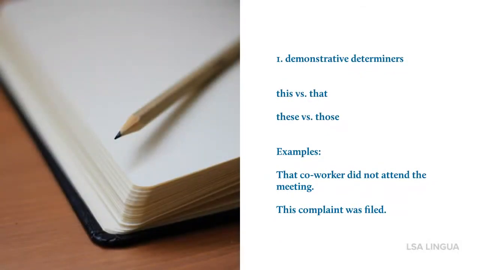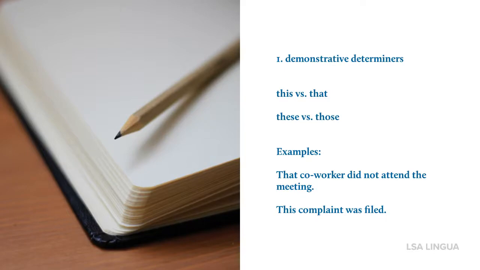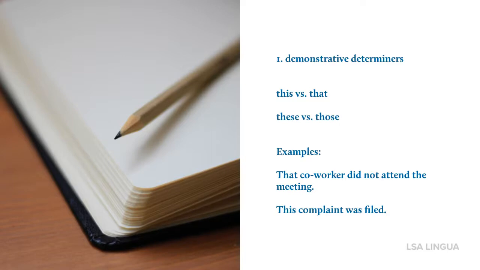Demonstrative determiners. These determiners create a distance between the speaker and the person or thing that he or she is referring to. This is singular and these are plural, and they're both used to describe things that are nearby. That and those are used to describe things that are further away. For example, that coworker did not attend the meeting, or this complaint was filed.